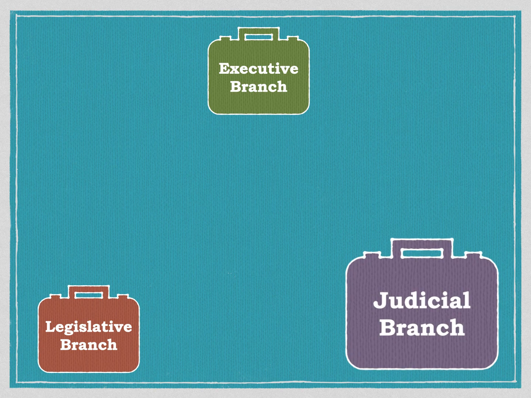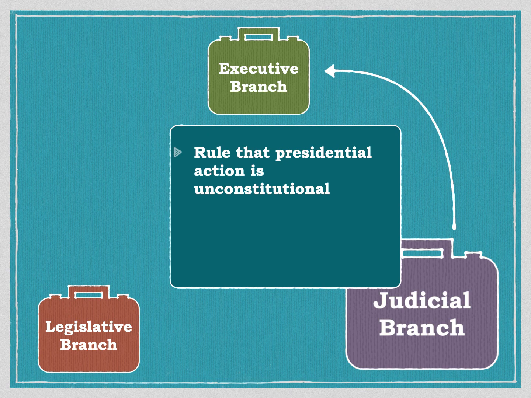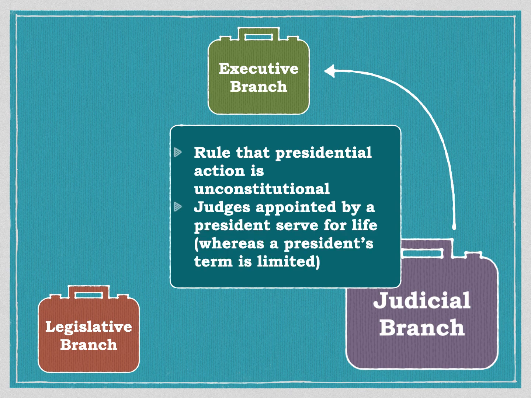Now the judicial branch. They can rule that a presidential action is unconstitutional and thereby step in the way of the president doing it. Judges appointed by a president serve for life, whereas a president's term is limited. So judges are going to be around much longer than presidents.